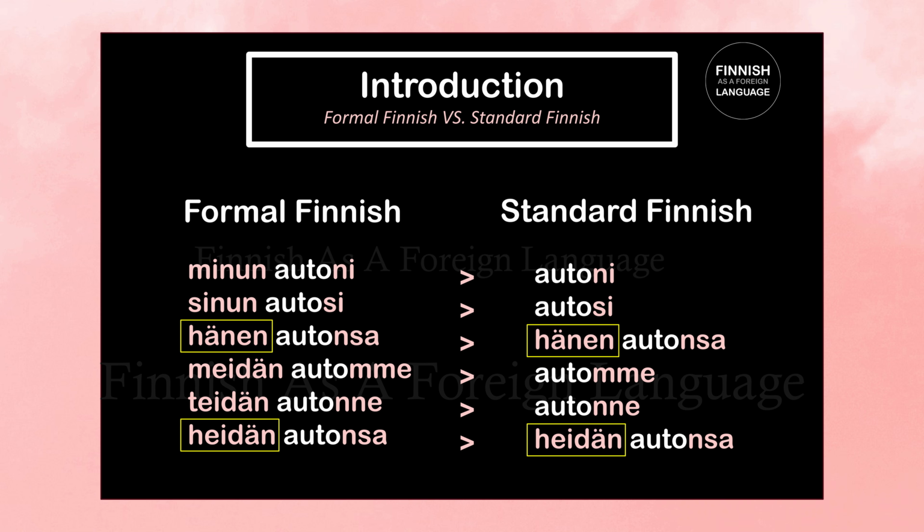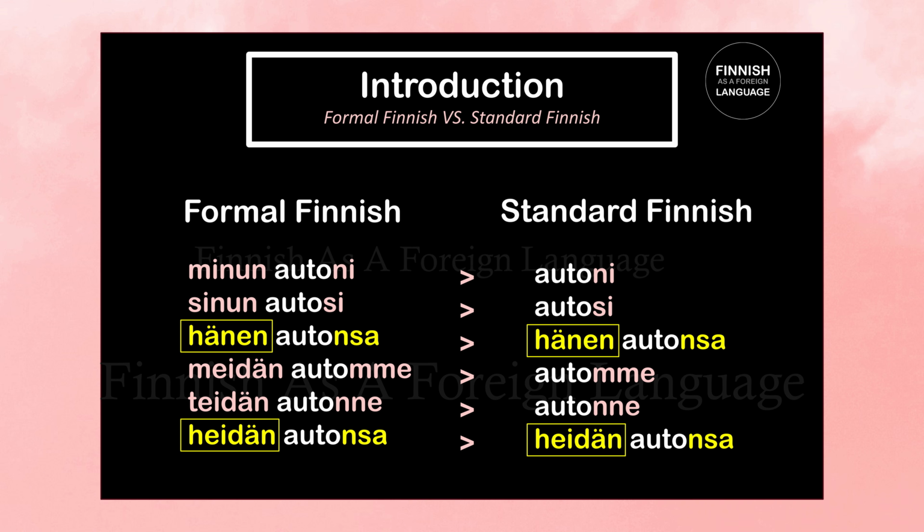While in standard Finnish we can omit the personal pronouns like minun, sinun, meidän or teidän, the third person pronouns hänen and heidän need to still be explicitly stated. Why? Because the third person possessive suffix nsa or nsä, depending on the vowel harmony, is the same for both singular and plural, and without the pronoun it would be unclear whether the possession is singular or plural.